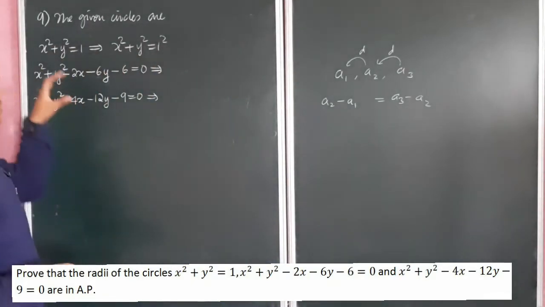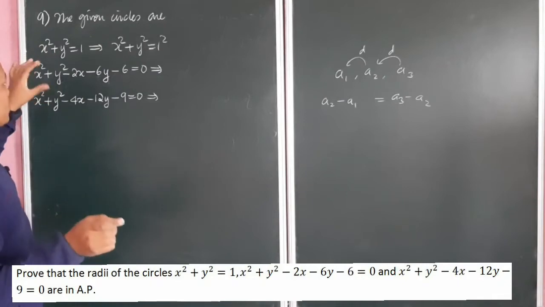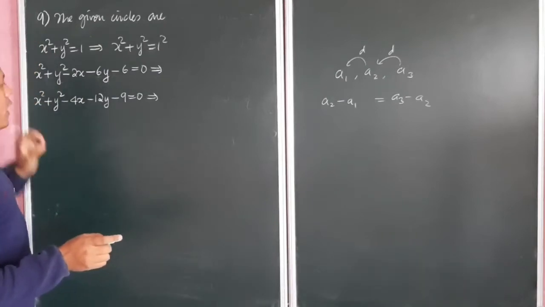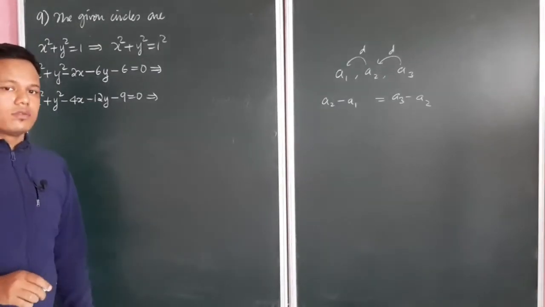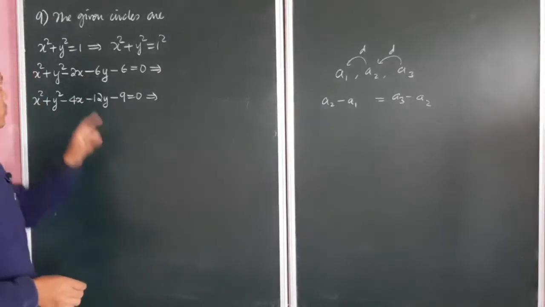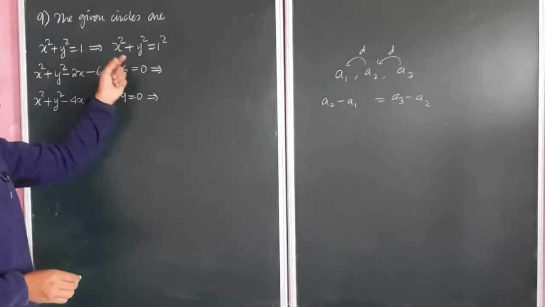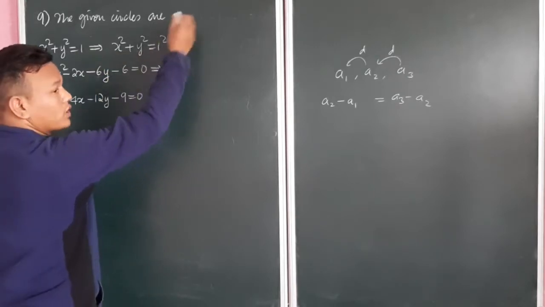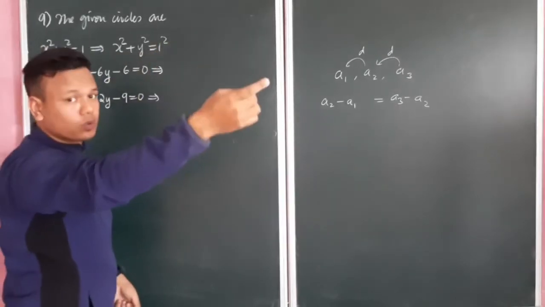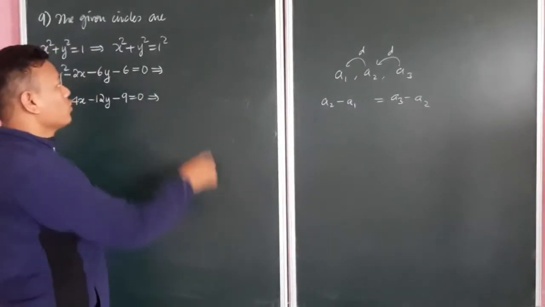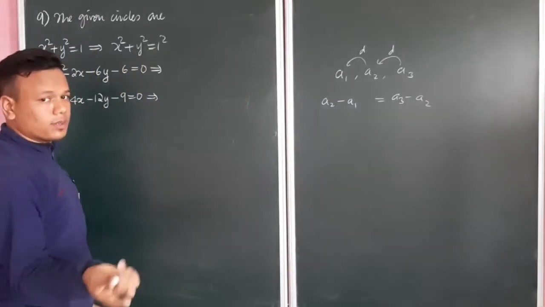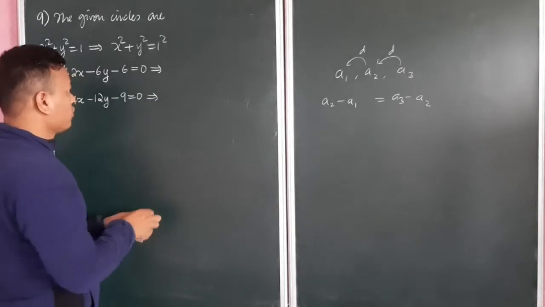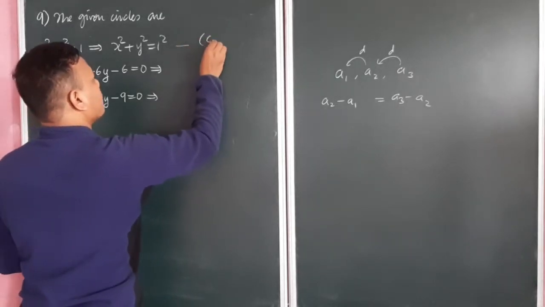Okay, so basically according to the question, we need to show that their radii are in AP. So let's find their radii. The first one is given in standard form with the center at the origin. So from here, this 1 square is A square, and A gives me the radius. So for this first circle, the radius becomes 1. That's very simple. You call this circle C1.